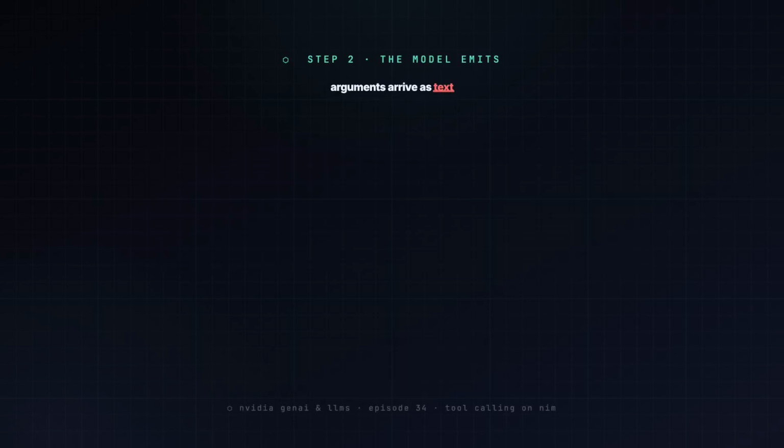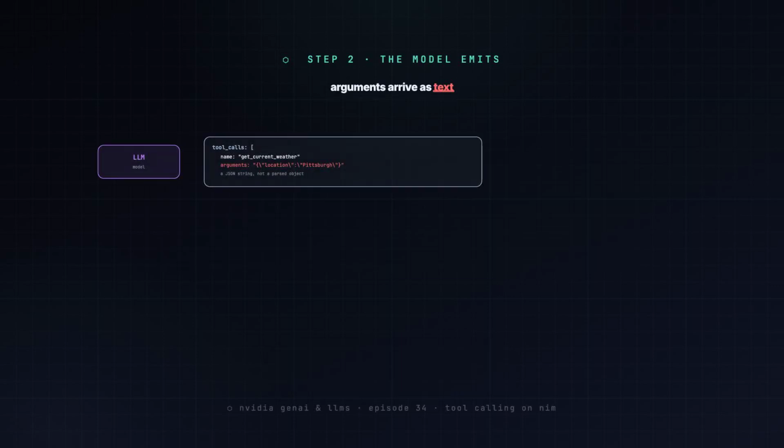Step 2. The model fills out the ticket. It does not call anything. It returns a tool calls list on its message. Each one has an ID, a function name, and arguments. Careful, the arguments come back as a string of JSON, not a parsed object. You have to json.loads it before you use it. That trips up everyone the first time.